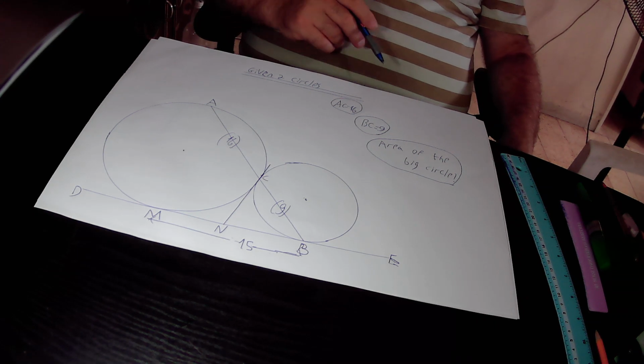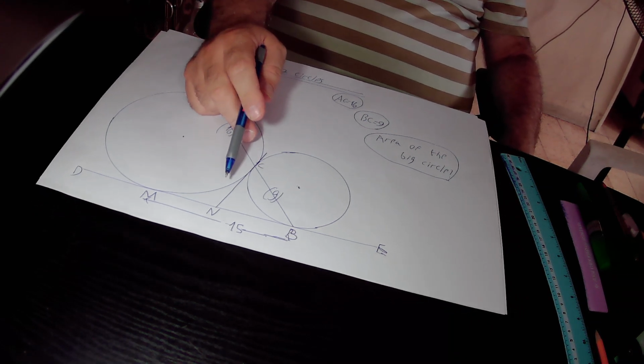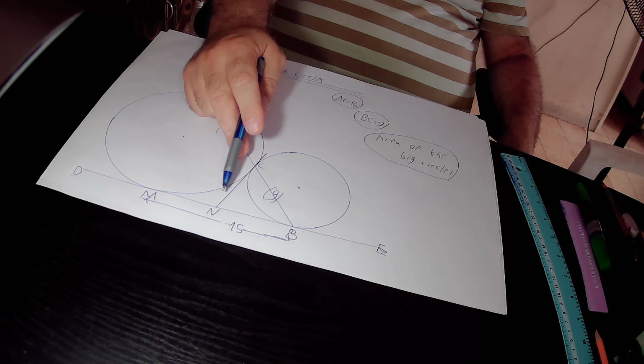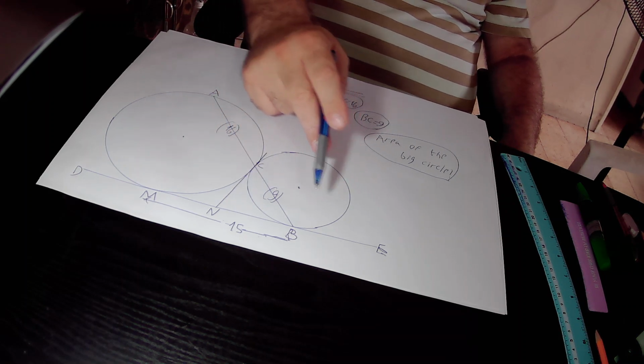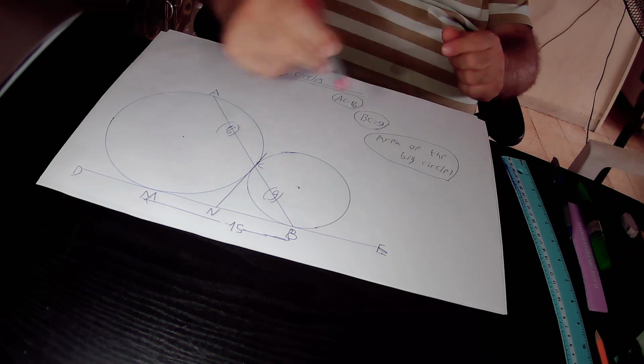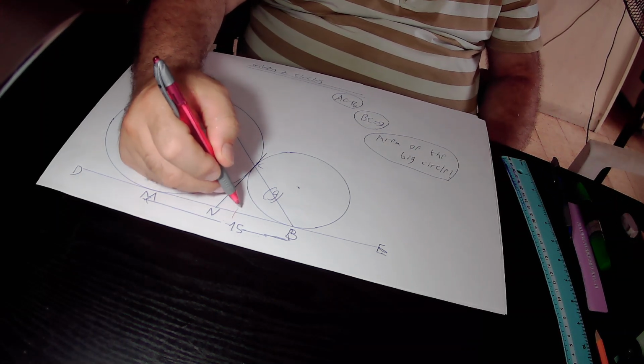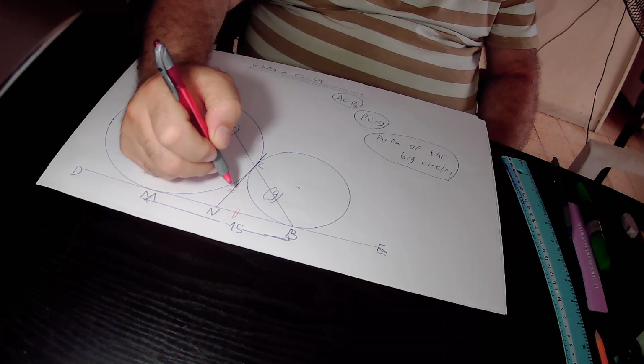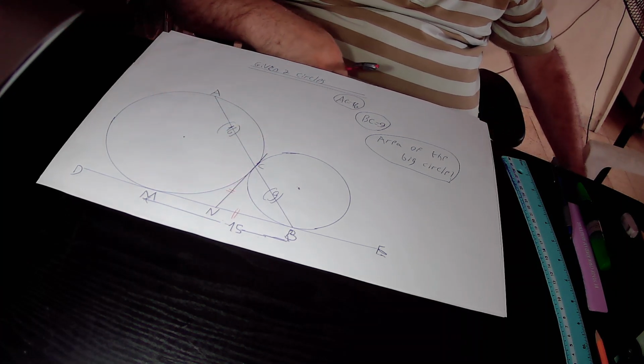In the next step, we'll focus on this common external point, point N. From this common external point, point N, we have two tangents to the small circle, tangent NB and tangent NC. And according to rule 2, they are equal to each other. That is to say, NB equals NC. So I'll repeat quickly on rule 2.